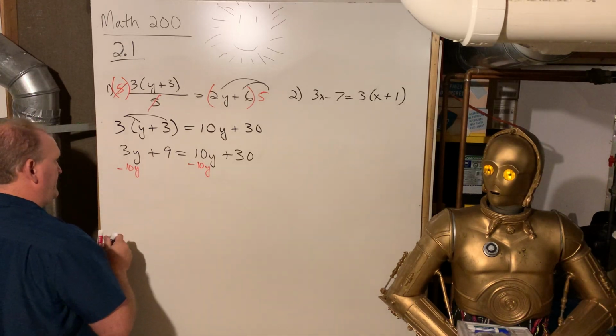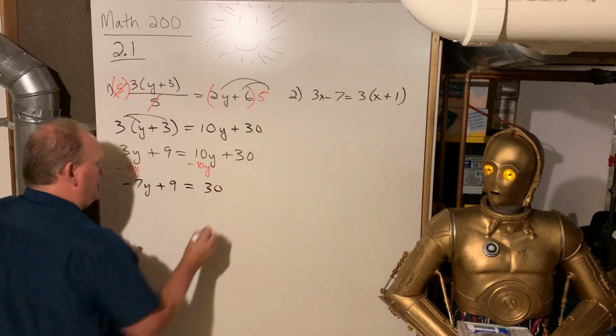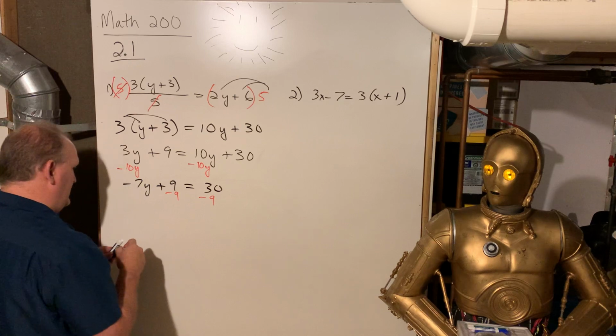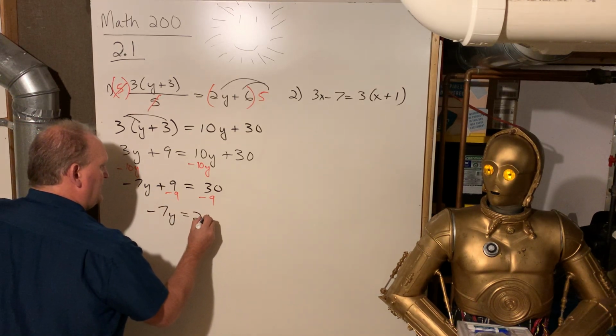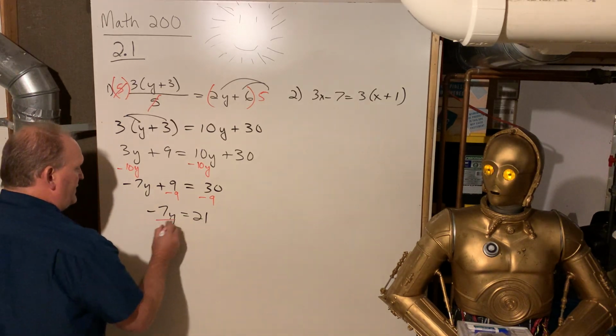So we get negative 7y plus 9 is equal to 30. And then subtract 9 off of both sides. We get negative 7y is equal to 21. And then divide both sides by negative 7.